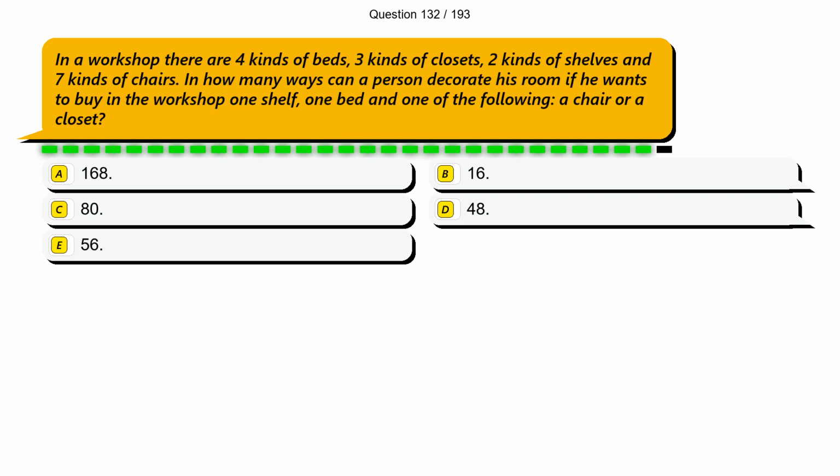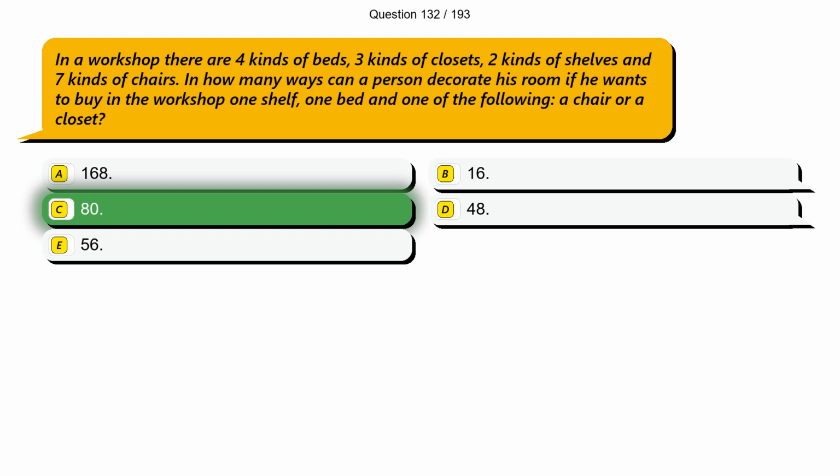Question 132. In a workshop there are 4 kinds of beds, 3 kinds of closets, 2 kinds of shelves and 7 kinds of chairs. In how many ways can a person decorate his room if he wants to buy in the workshop 1 shelf, 1 bed and one of the following, a chair or a closet? Option A, 168. Option B, 16. Option C, 80. Option D, 48. Option E, 56.